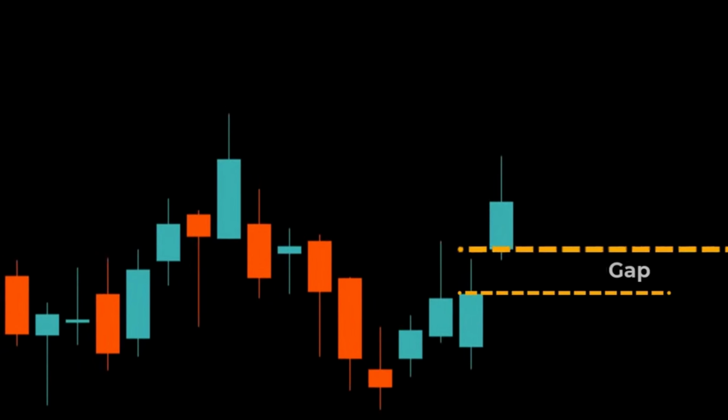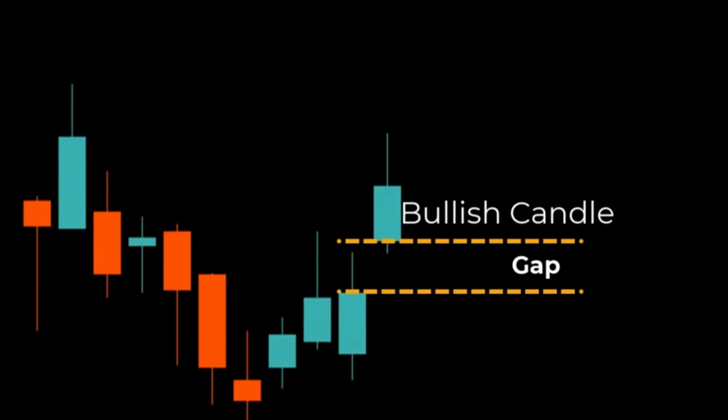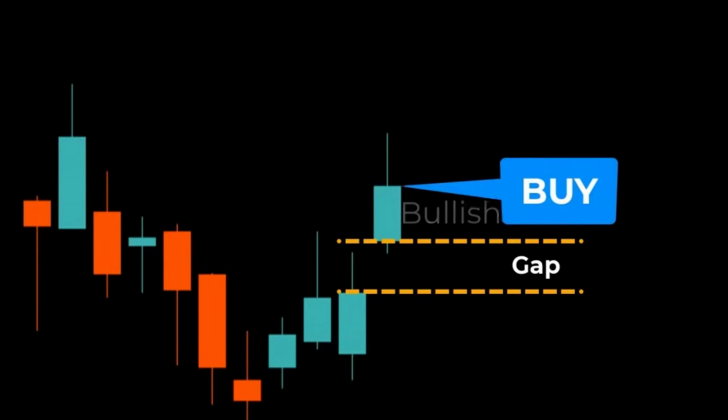Look at this chart. When you see a gap like this, your first move is to wait for the gap candle to fully form. If the price continues to push higher and print a bullish candle, that confirms strong buying pressure. And what do we do? Simple, enter a buy trade immediately.